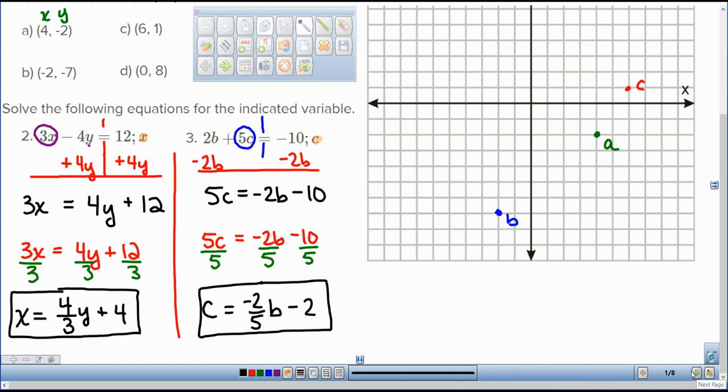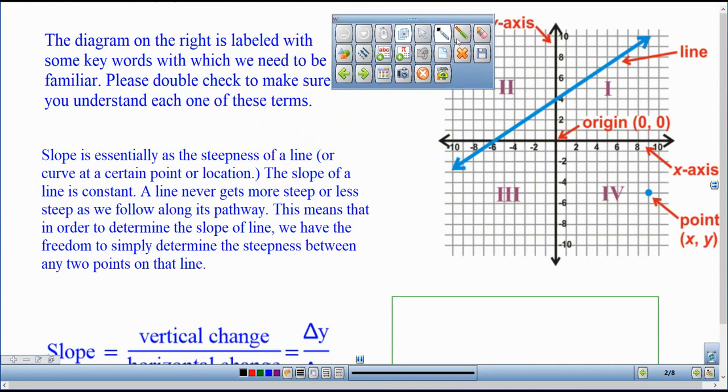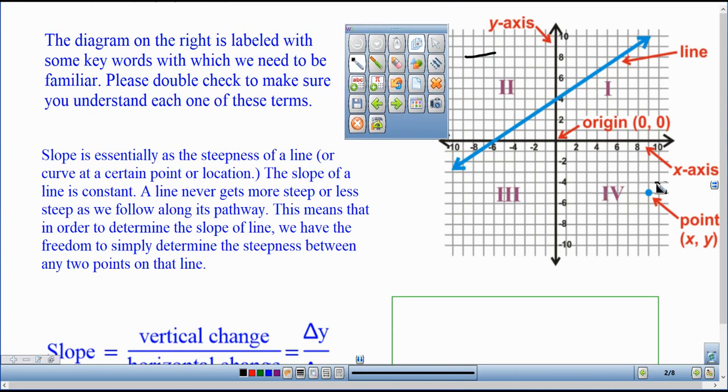So that is a skill we will need in the near future, not so much for today, but there you have seen it. Here are some terms and vocabulary I want us to be familiar with. You should know some of this.